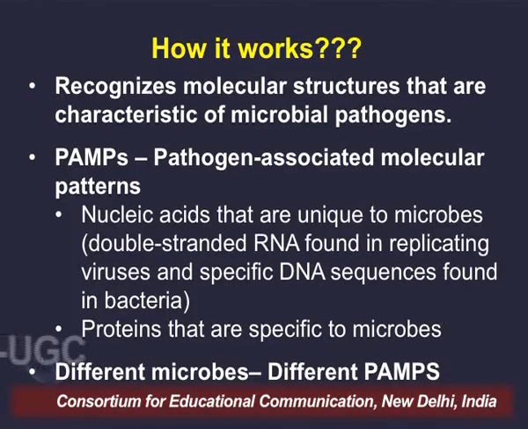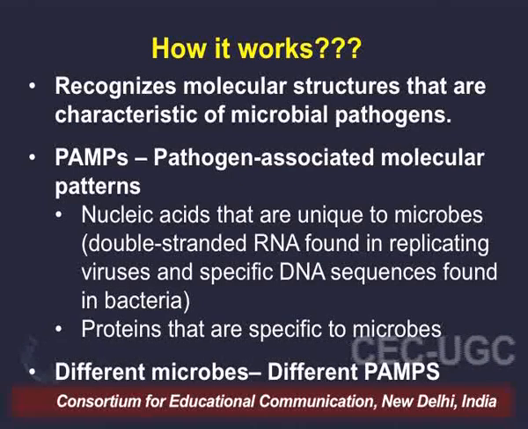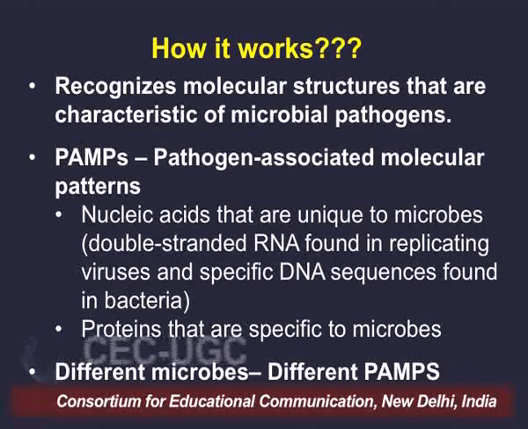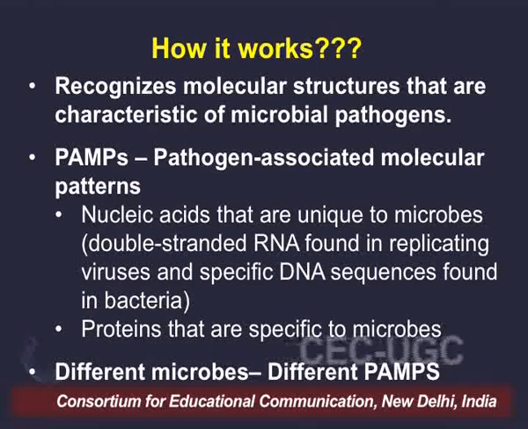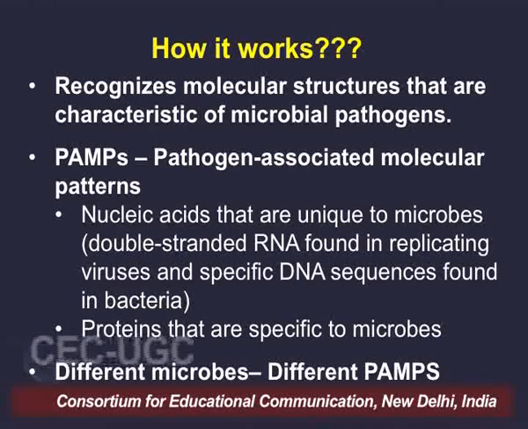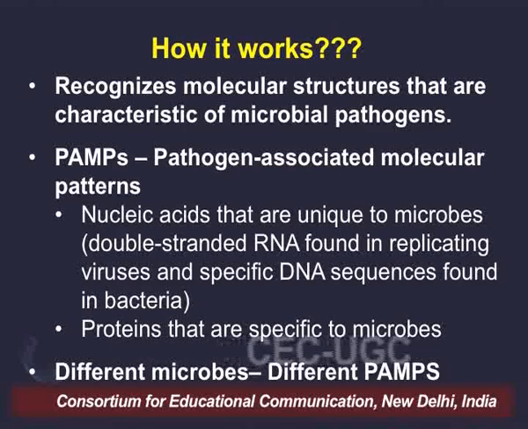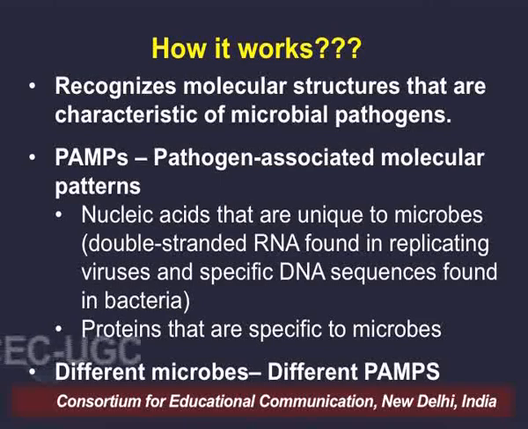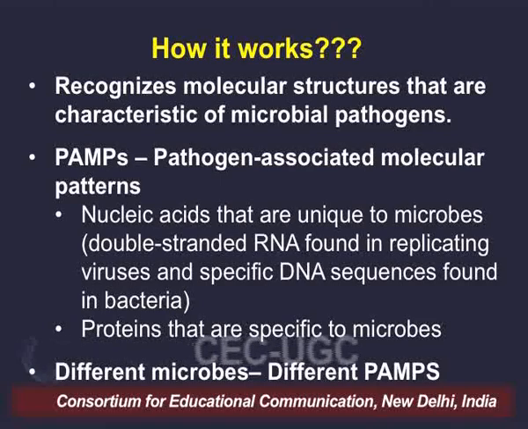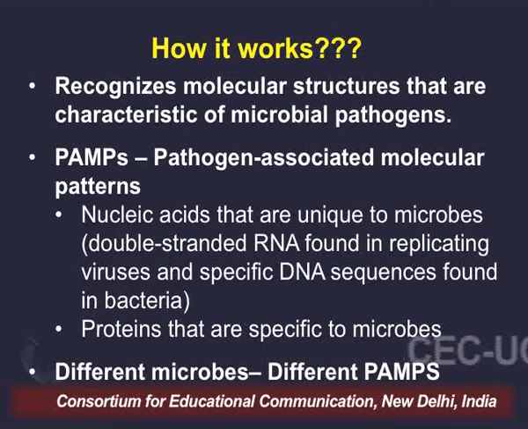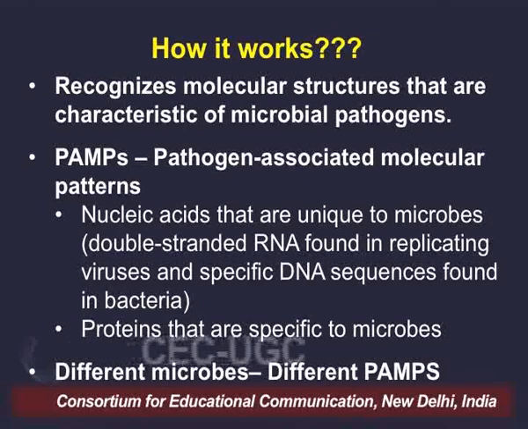Now how does the innate immune system work? The innate immune system recognizes the molecular structures that are characteristic of pathogenic microbes but are not present on mammalian cells. Now the microbial substances that stimulate this innate immune response are called pathogen-associated molecular patterns or PAMPs. Now different classes of microbes, whether it is a virus, a gram-positive bacteria, a gram-negative bacteria or a fungus, all have different PAMPs, or pathogen-associated molecular patterns.